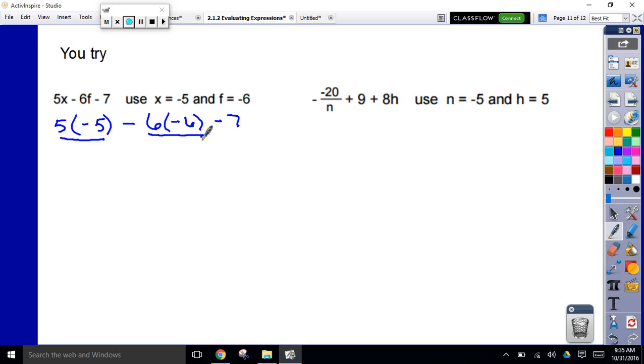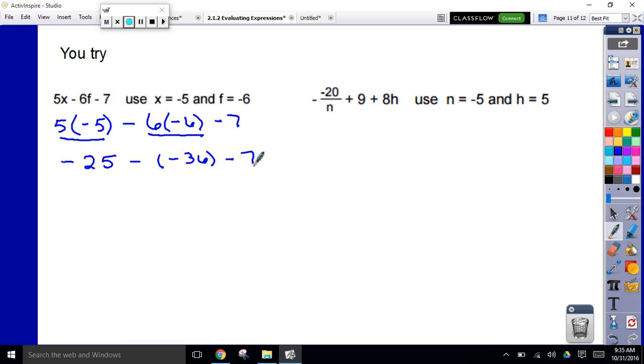5 times negative 5 is negative 25. I need to bring down this minus sign. Some of you forgot that. 6 times negative 6 is negative 36. And then I'll bring down my minus 7. Okay, so pretty much everybody should also have this as your second step.